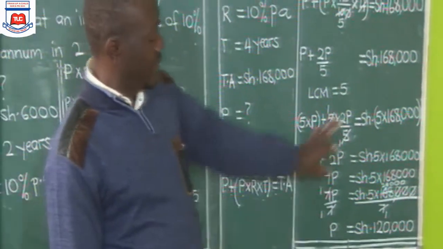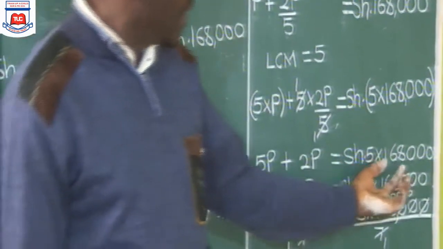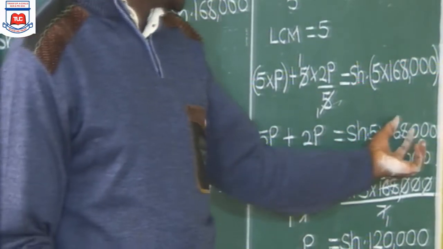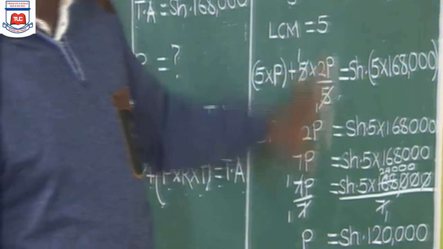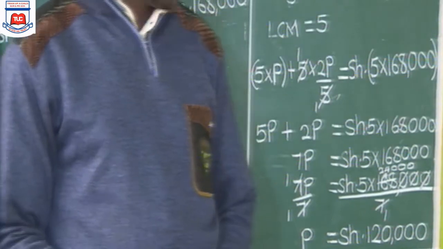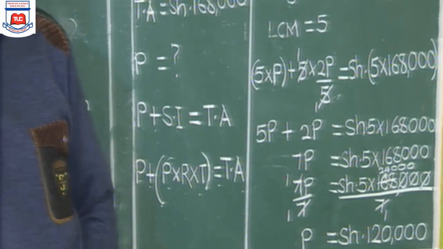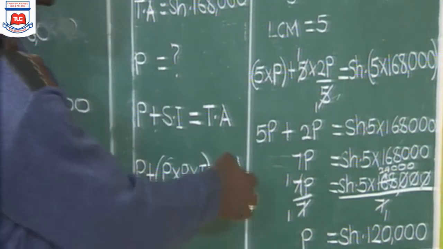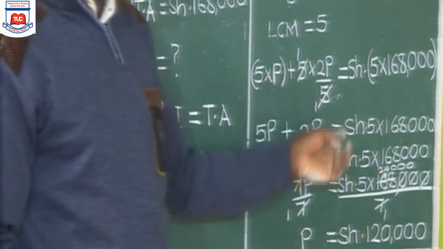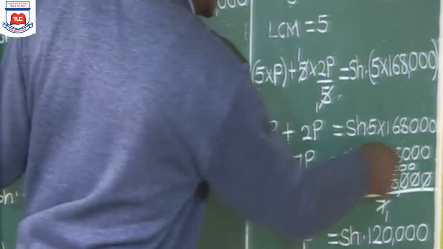Someone who is following would ask why the teacher declined to multiply this last party. It's advisable not to multiply this since there is an element of division later, for easy division, so I don't deal with a very big product. So it's advisable to leave this one when you know at last you will divide. So simplify the 2P and the 5P sum. 5P plus 2P, you get 7P equals 5 times 168,000 shillings.